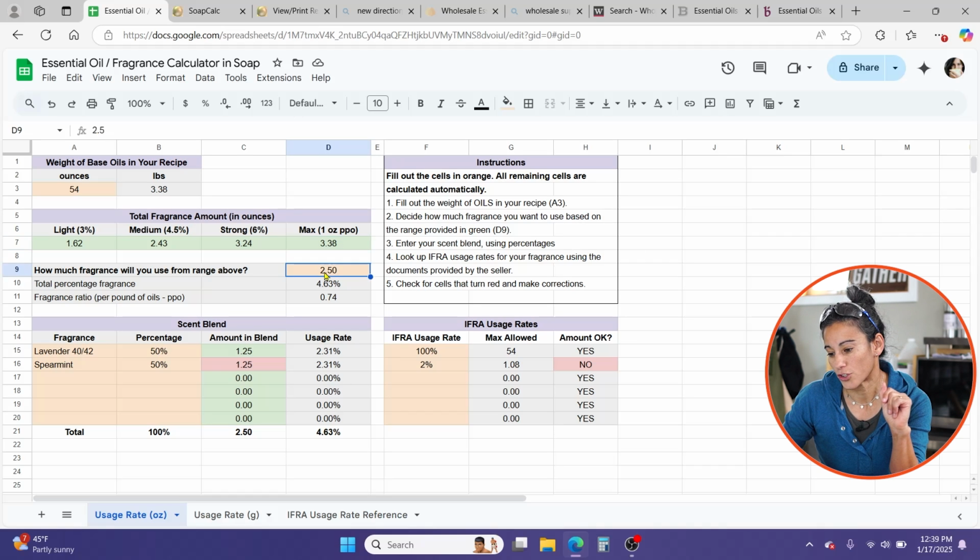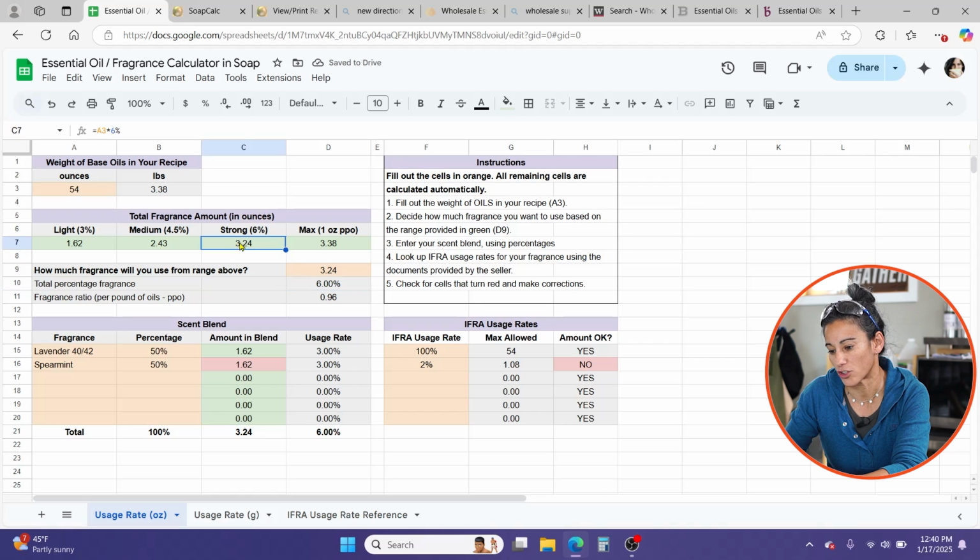All right. So what I've done here, this next orange box, is how much fragrance are you going to use from the range above? So I could decide to use 3.38 in my batch, and you'd see that this comes out to 6.26%. I've calculated the percentage and the fragrance ratio here for you. So when you change this, let's say I do 3.24, you'll see that we're at 6%, which matches up here. And that's a fragrance ratio of 0.96.